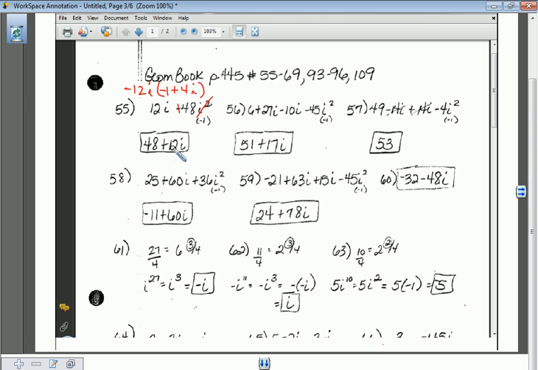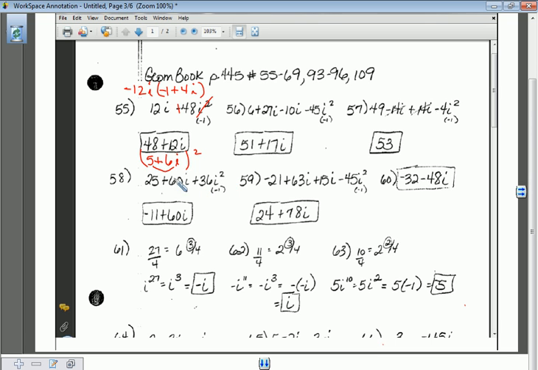Sabrina? 58. Where did the 60i go? Okay, let's take a look at it. It was 5 plus 6i quantity squared. Okay, so the shortcut we talked about yesterday was you square the first term, you double the product of the two. So the product is 30i, so if I double it, it is 60i. And then you square the last term, which is where the 36i squared came from.